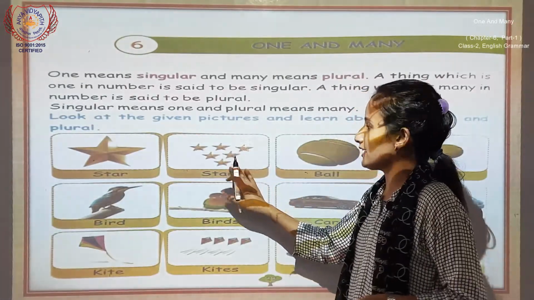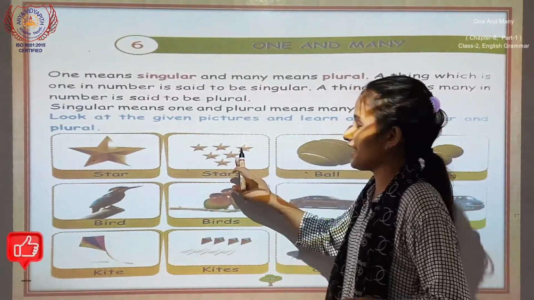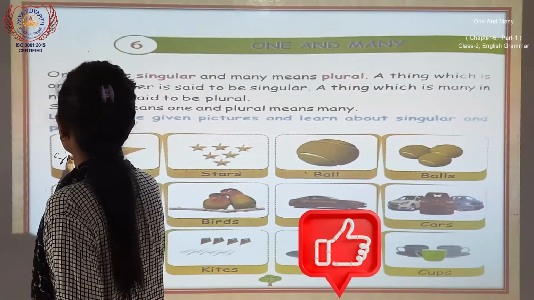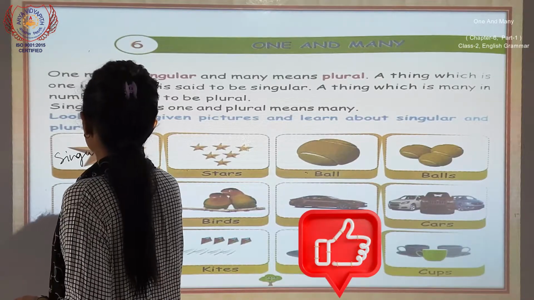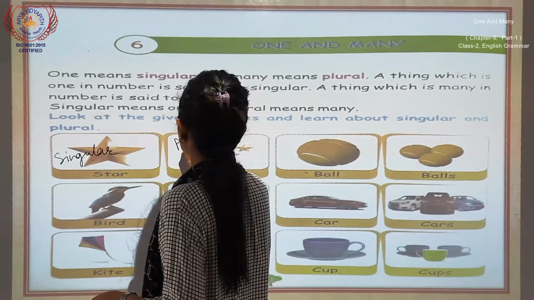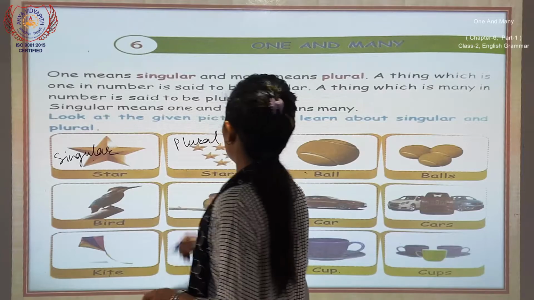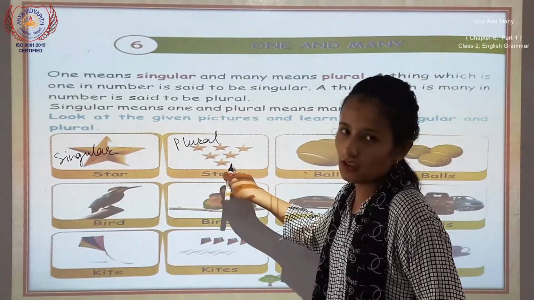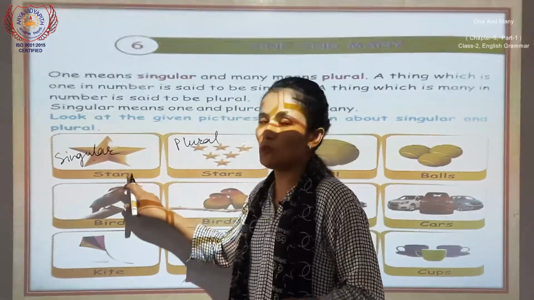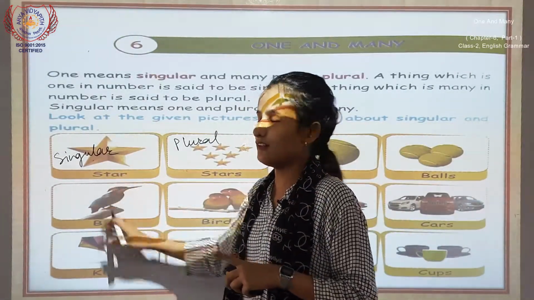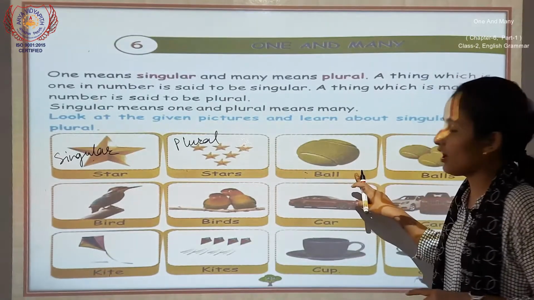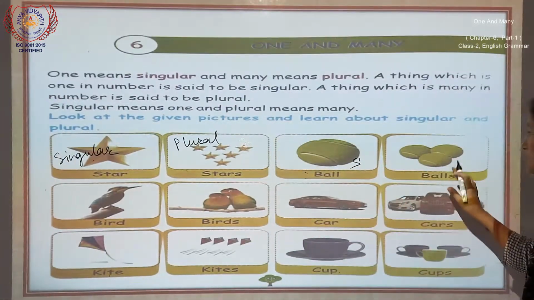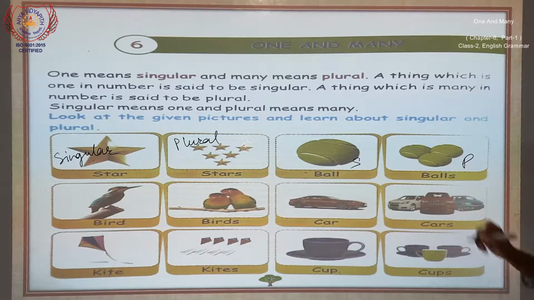There are so many stars. यहाँ बहुत सारा stars है. So ये क्या है? Plural. This is singular and this is plural. Okay, like this. There are so many stars, so we can say this is plural. And there is only one star, so this is singular. So, ball. यहाँ पर भी एक ही ball है, so this is singular. And there are so many balls, so this is plural, like this.